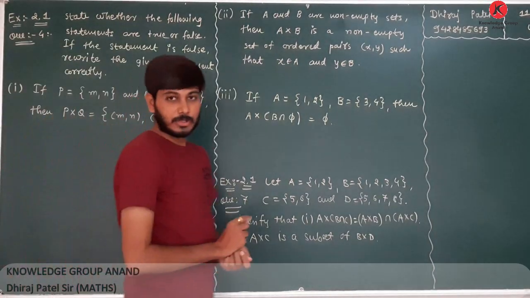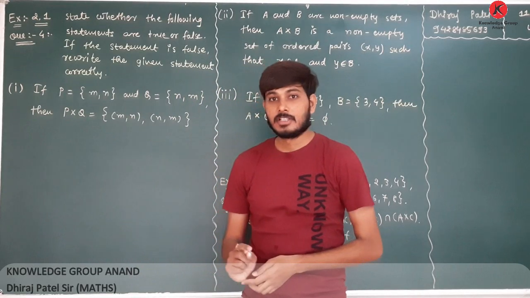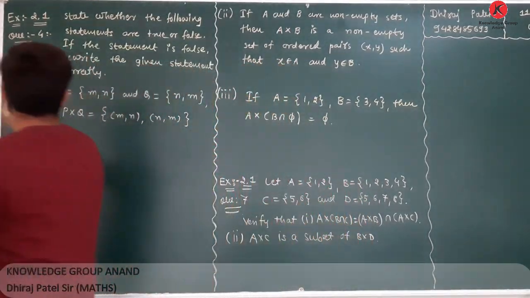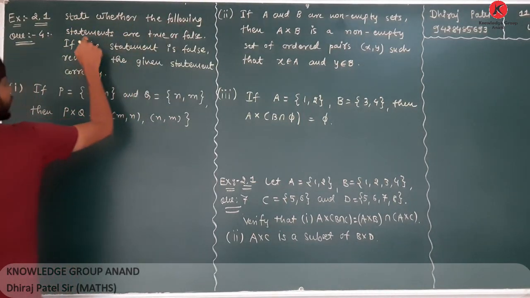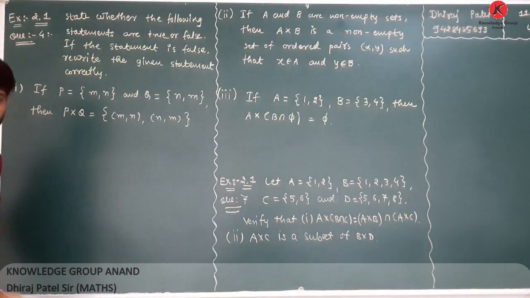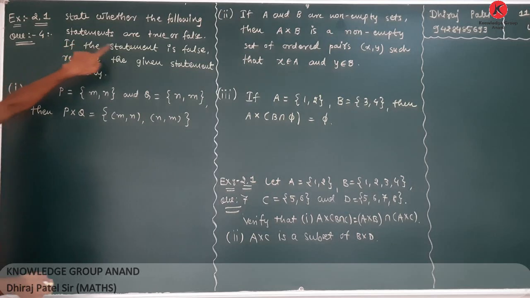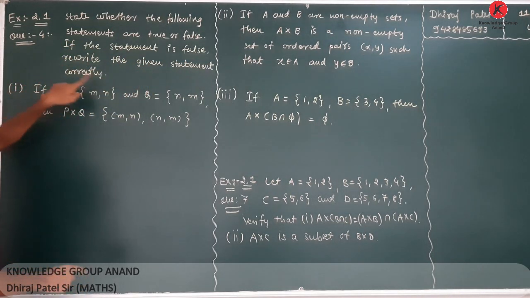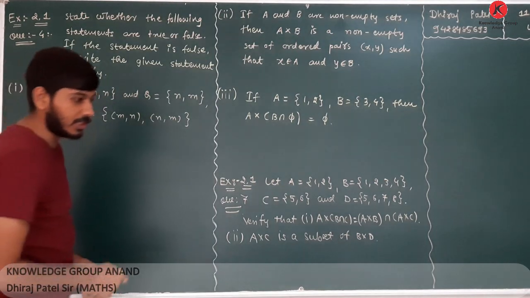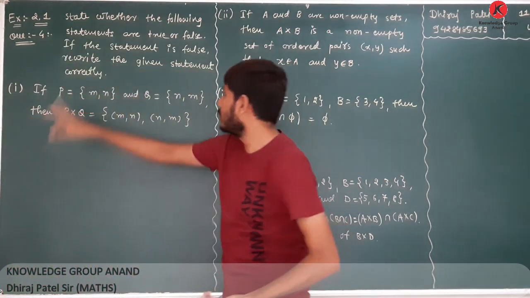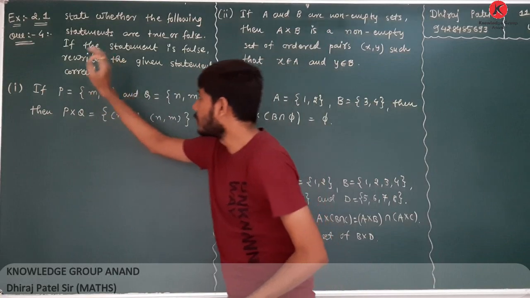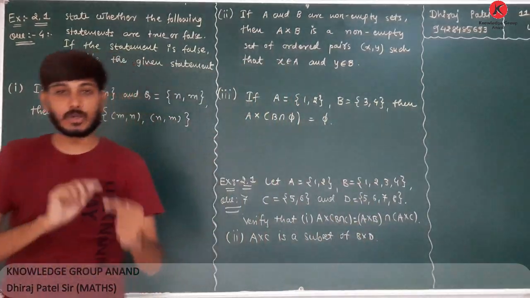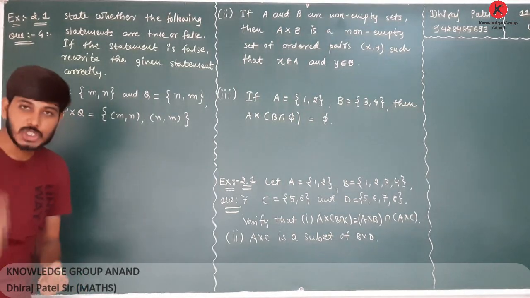Now we are going for the next question, exercise 2.1, question number 4. State whether the following statements are true or false. If the statement is false, then rewrite the given statement correctly. It means we have to rewrite it so that it becomes true. So we should also know the true statement.